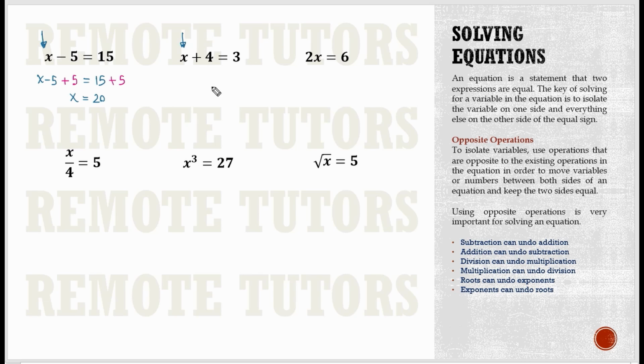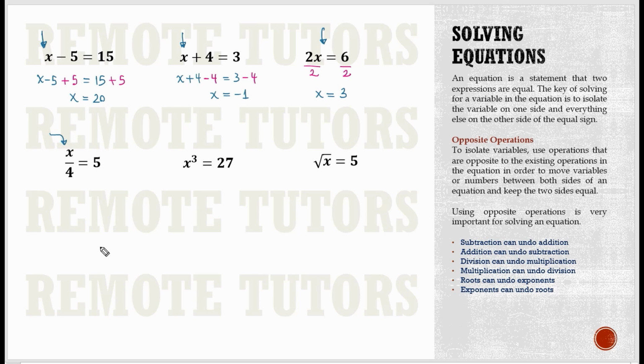In the next example here, in order to isolate x, we have to remove +4, and we will subtract 4 from both sides. So we get that the value of x is -1. In the next one, in order to solve for x, we have to remove ×2, and the opposite of ×2 is divide by 2. So we divide both sides by 2. Finally, the value of x gives 3.